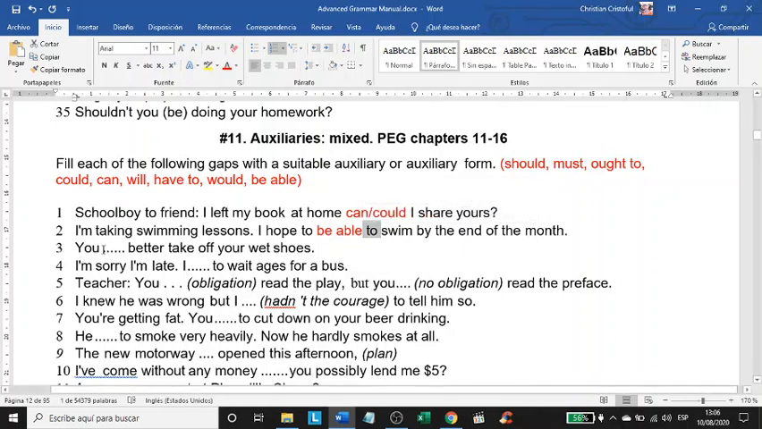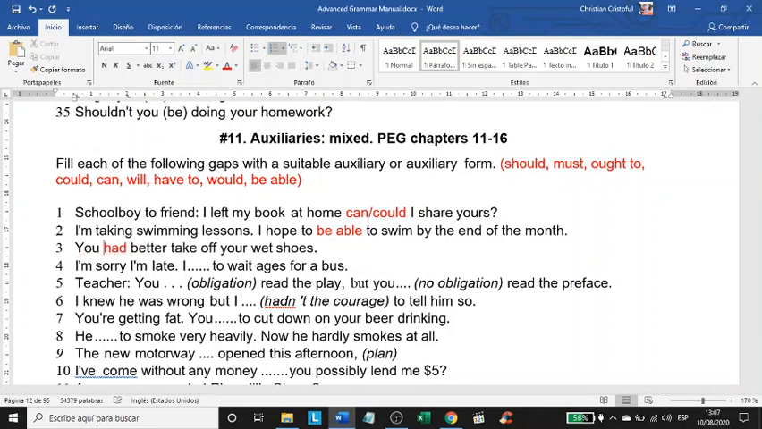Here, you'd better take off your wet shoes. What is the correct form here? The correct form is you had better. Normally, when people speak, they don't say you had better. They say, what do they say? They say you'd better. Más te vale que, right? That would be the Spanish version. You'd better, like this. So this has to do with number 11.